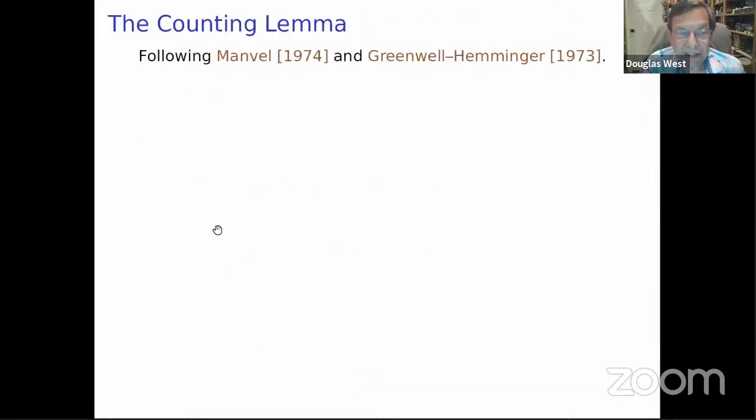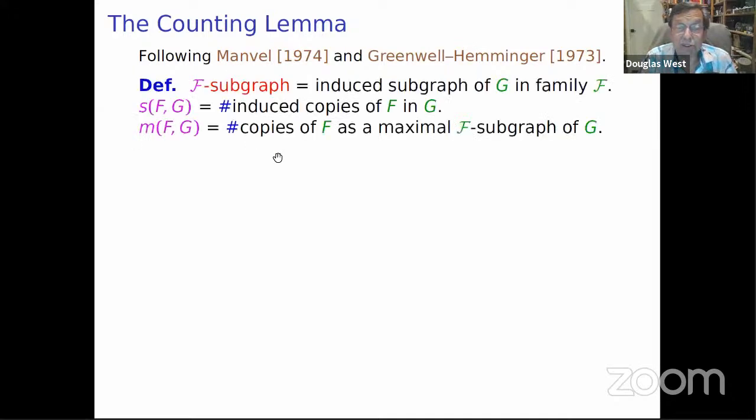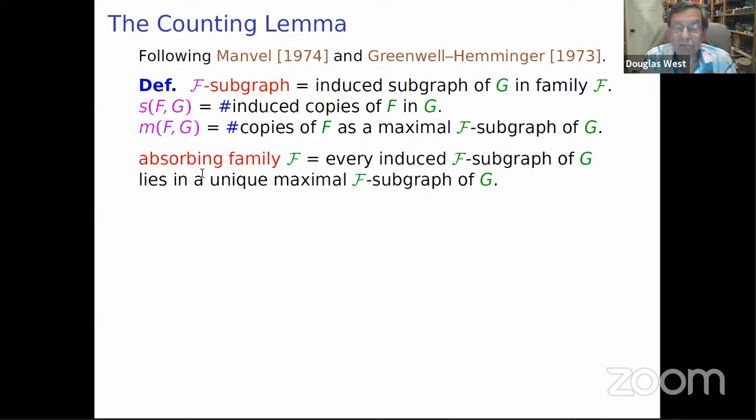Okay, to prove that statement about reconstructing this guy here, we use a counting lemma. The idea of it is in the paper by Greenwell and Hemminger, and Manvel actually used similar ideas in his 1974 paper. So let me talk about a family of graphs F. An F subgraph of G is an induced subgraph of G that's in the family F. I'm interested in counting the number of subgraphs of G that are induced subgraphs isomorphic to F, and the number of copies of F as a maximal F subgraph of G, meaning it is not an induced subgraph of any other F subgraph of G. And let's say that a family is absorbing if every induced F subgraph of G belongs to a unique maximal F subgraph of G.